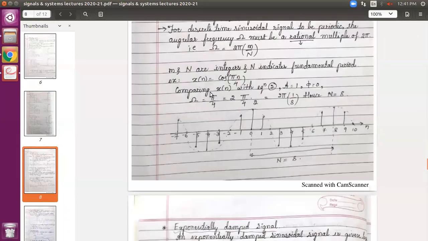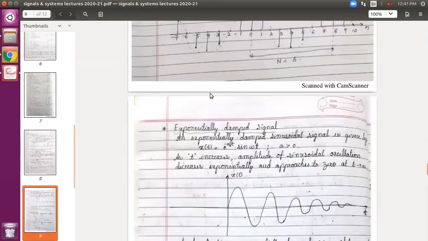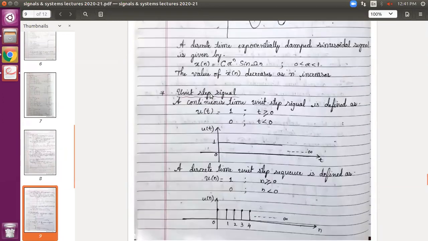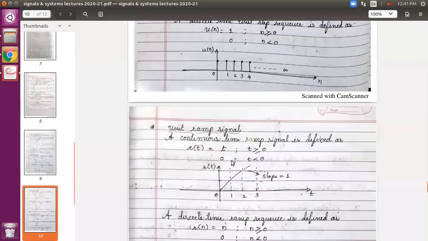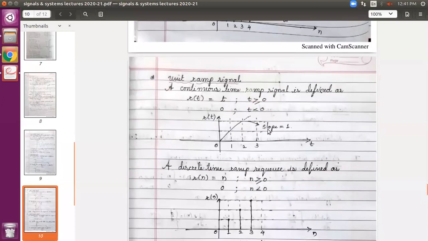And we have already covered sinusoidal signal, exponentially damped and unit step signal. The signal is called unit because the amplitude we get is 1 for both continuous and discrete. So till this we had already covered. Today let us continue with unit ramp signal.